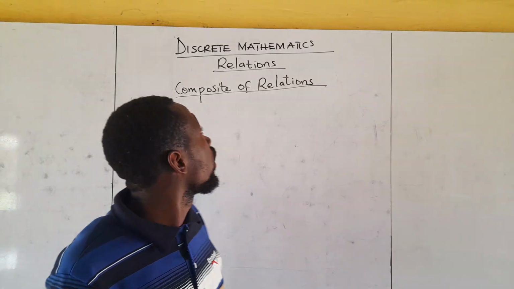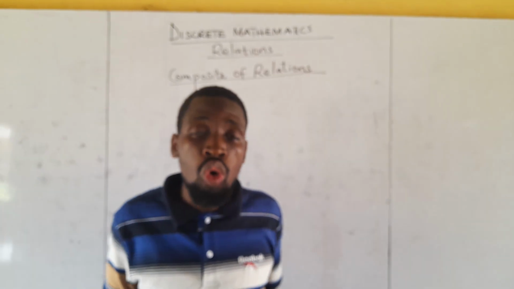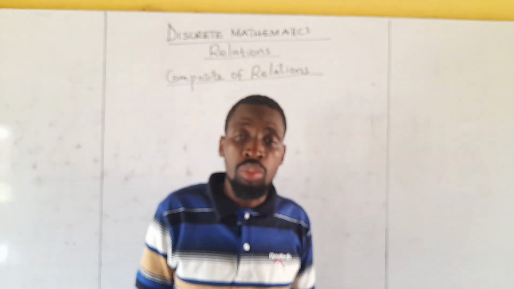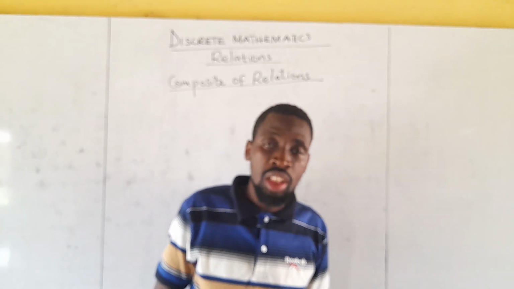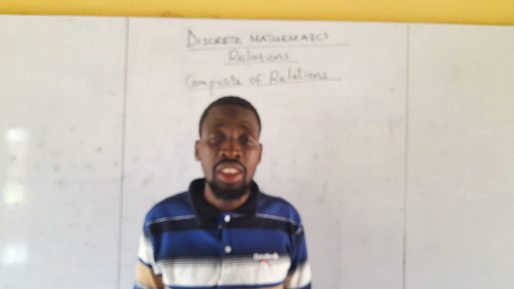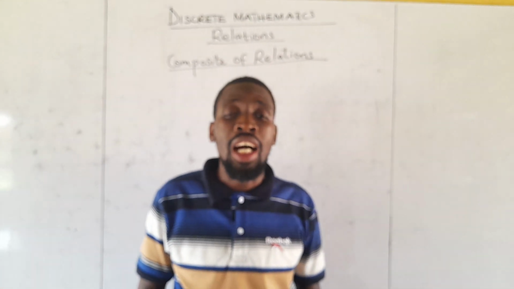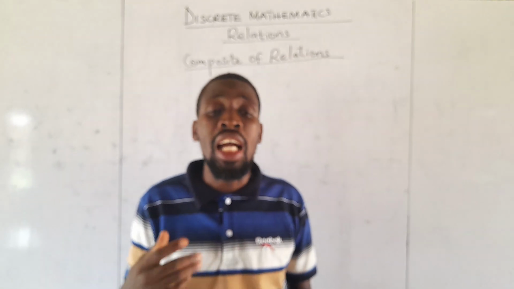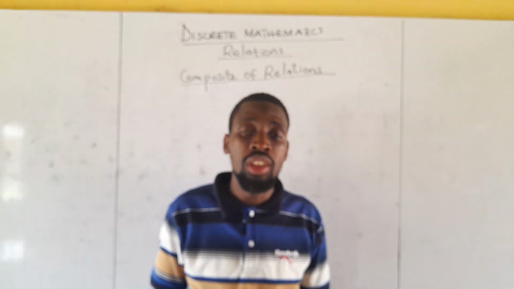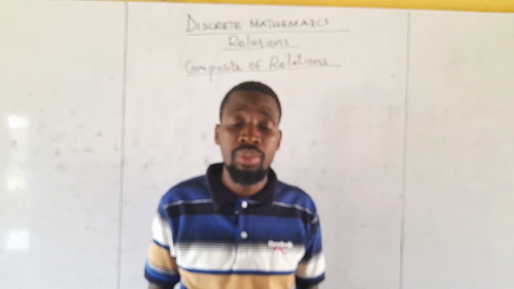Today, our discussion on discrete mathematics and relations for that matter will be on composite of relations. Before the video ends, we'll look at what a composite of relations means, how to find the composite of two relations, as well as how to find the power of a relation using the idea of composite relations. This will be a very interesting engagement, so please come along.